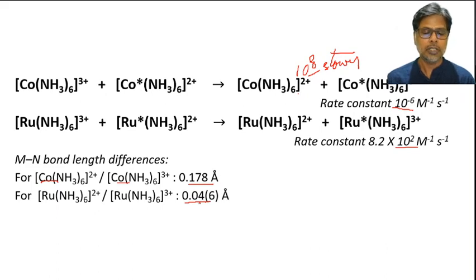That's what is happening here in the case of the cobalt couple. The cobalt nitrogen bond length difference between divalent and trivalent ions is 0.78 angstrom units, and the ruthenium nitrogen bond length difference between the divalent and the trivalent ruthenium is only 0.04. That's very less. So this bond length difference makes a lot of difference in the activation energy.